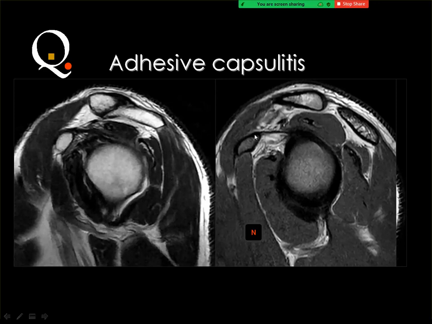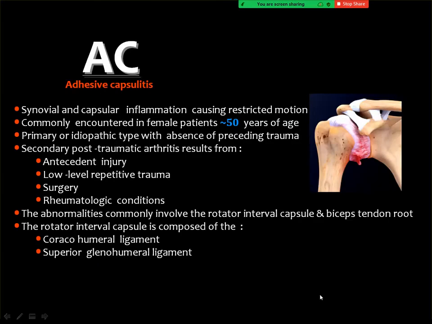You see, this is the rotator interval between the supraspinatus and the subscapularis. And this is the coracohumeral ligament, and this is the fat in the rotator interval. You see that the fat is preserved, and this is the normal thickness of the coracohumeral ligament, but here the ligament is significantly thickened with obliteration of the surrounding fat.